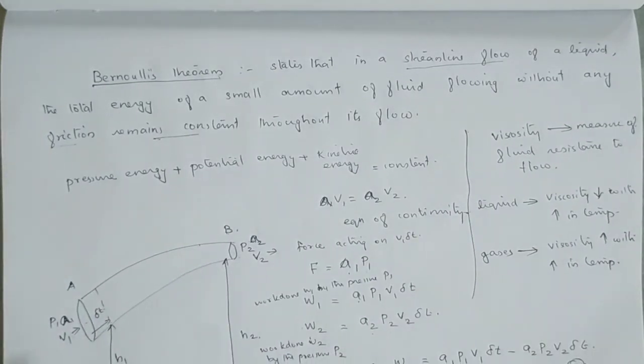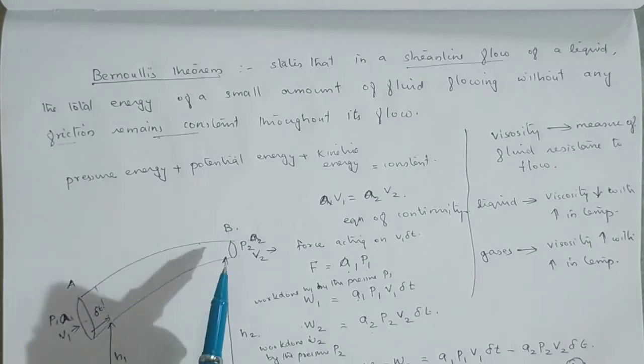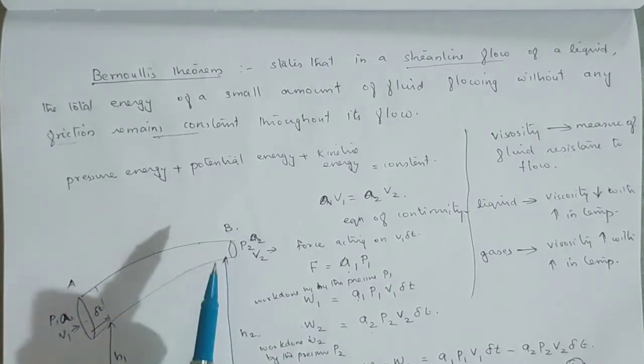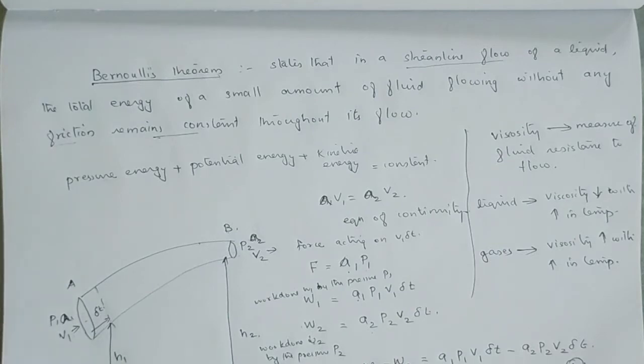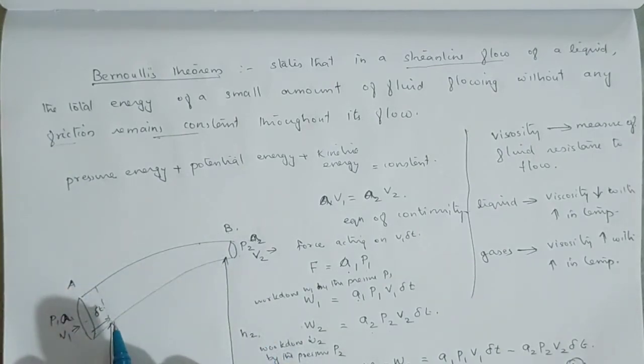നമുക്ക് ഈ ഒരു വർക്ക് ഡൺ മറ്റൊരു വിധത്തിൽ കൂടി ഒന്ന് കണ്ടുപിടിക്കാം. ഈ ഒരു ഫിഗറിൽ നിന്ന് നിങ്ങൾക്ക് മനസ്സിലായി H1 it is the height at the end A, and H2 is the height from the ground at the end B. Now we can write the work done in lifting the liquid from H1 to H2. നമുക്ക് ഇത് പൊട്ടൻഷ്യൽ എനർജി ഉപയോഗിച്ച് ഒന്ന് എഴുതാം.